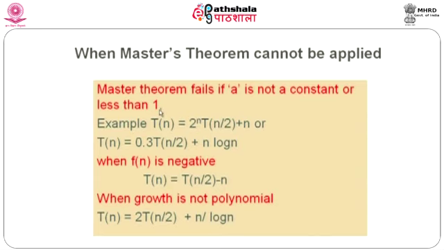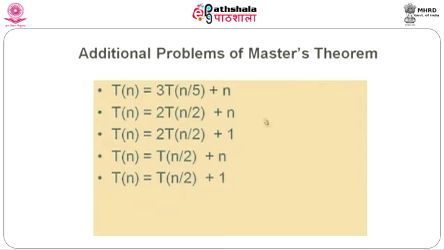It is a cookbook solution for solving nonlinear recurrence equations, but there are certain limitations. For example, the Master's theorem fails if a is not constant or it is lesser than 1. For these sort of recurrence equations, the Master's theorem cannot be applied. It cannot be applied if you have negativity involved as part of the equation. Similarly, when the growth is not polynomial, the Master's theorem cannot be used. These are certain additional problems that you can try at home, and you can use the Master's theorem to simplify these things.